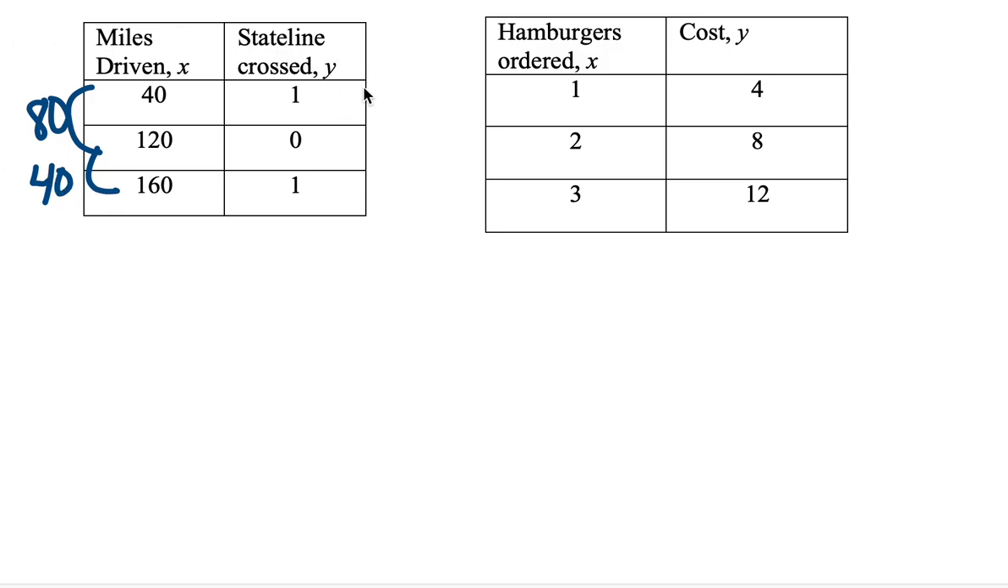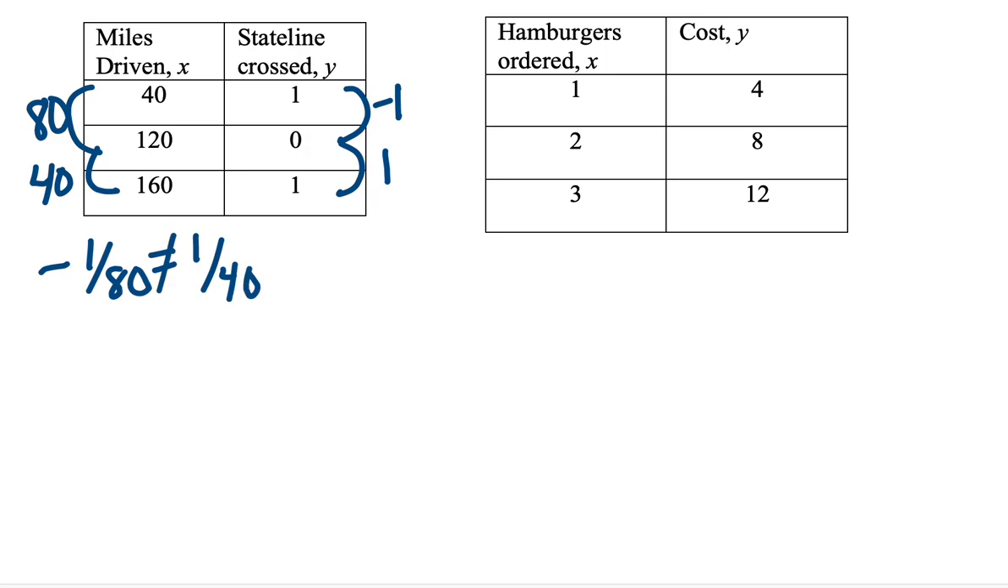We then are going to look at state line crossed, which is my y variable. From a 1 to a 0 is a change of -1, and a 0 to 1, change of +1. So if I was to look to see if there is going to be a linear relationship, I'm going to take the y change and put it over the x change. So here I'd have -1 over 80. For the second piece of information I'm given, it'd be 1 over 40. These are not the same, so it's not going to be a linear function.